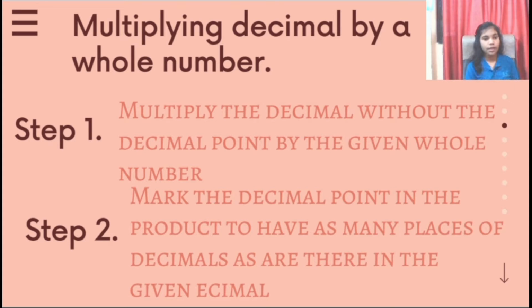It's very easy to say. The first step states that you multiply the decimal without the decimal point by the given whole number. So you don't have to put the decimal point in the solution at this stage. For example, if I have 3.25 multiplied by 12, you have to ignore the point and just treat it as a whole number. That is your first step. Then mark the decimal point in the product to have as many decimal places as there are in the given decimal.